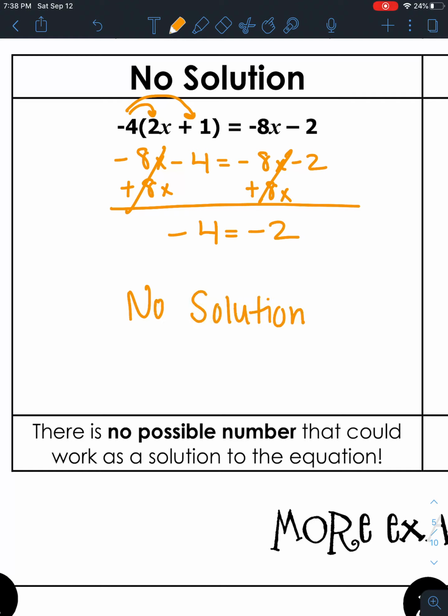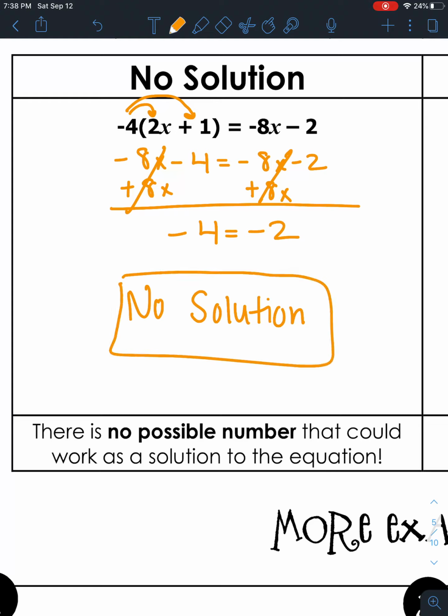You get a no solution when you get two numbers that don't equal each other. So, for example, negative 4 equals negative 2. You get 10 equals negative 12. You can get 3 equals 0. Two numbers that don't equal each other. That is what a no solution would look like.